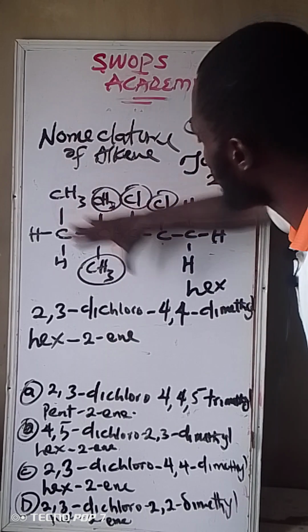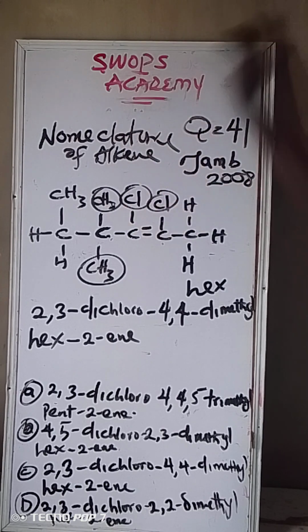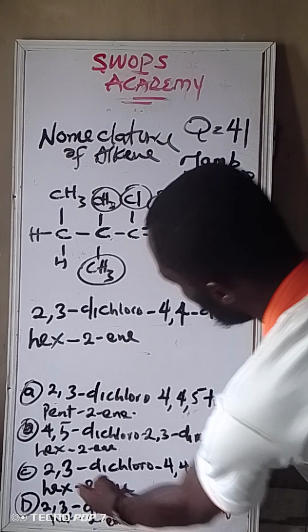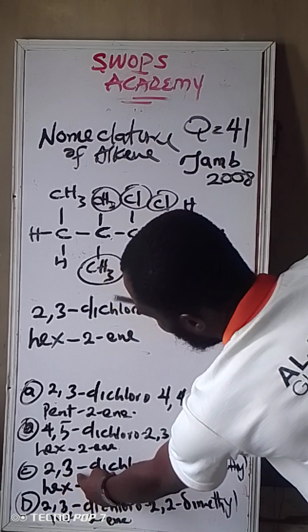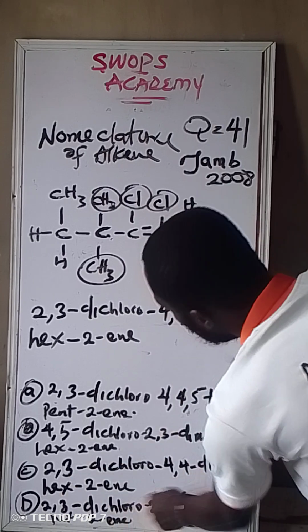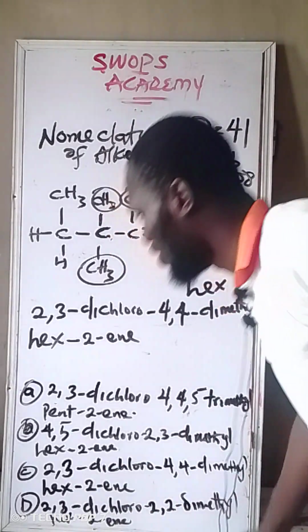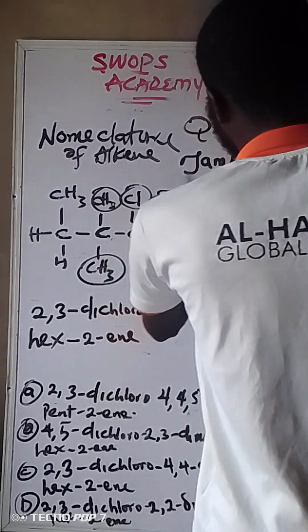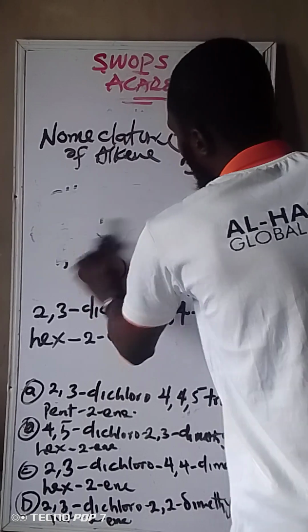This structure, what is the IUPAC name of this? What will be the correct answer now? It is option number C, 2, 3 dichloro, 4, 4 dimethyl, hex-2-ene. Are we together? So that is that under that.